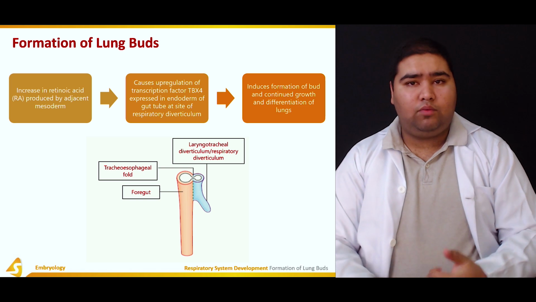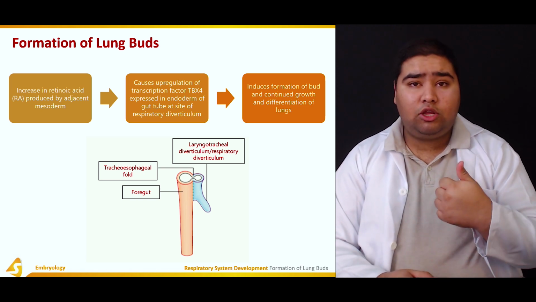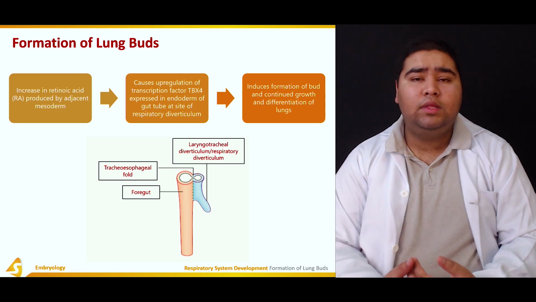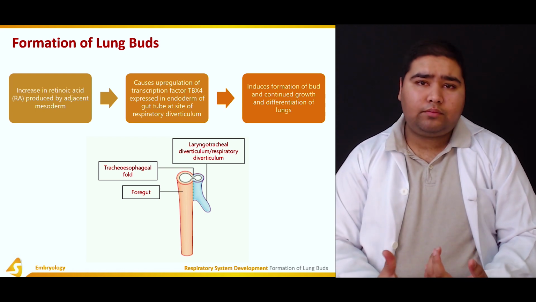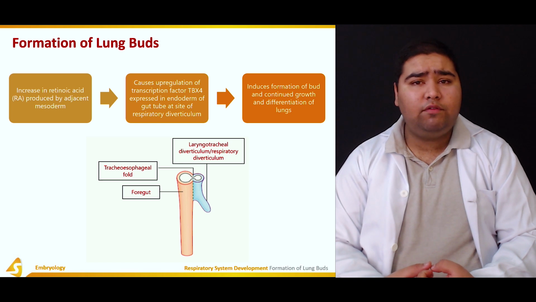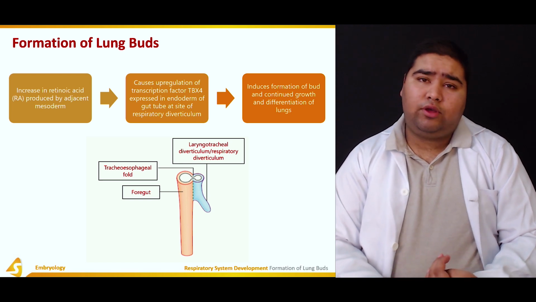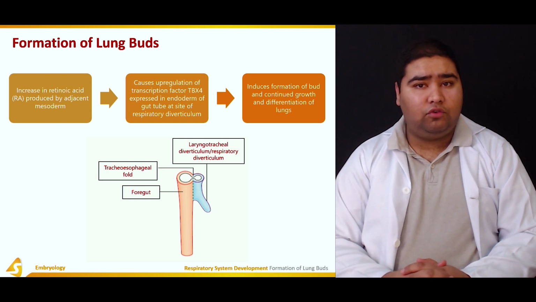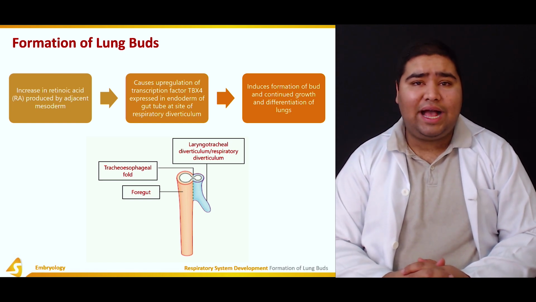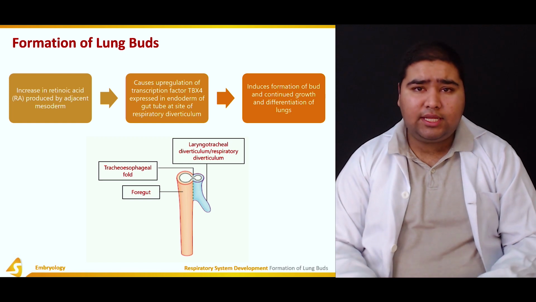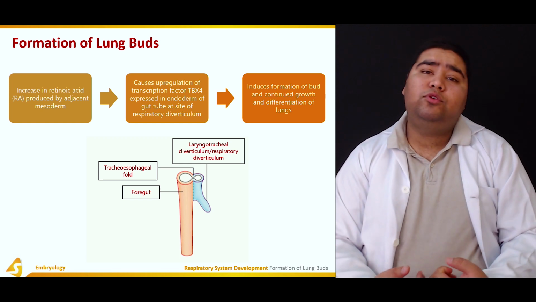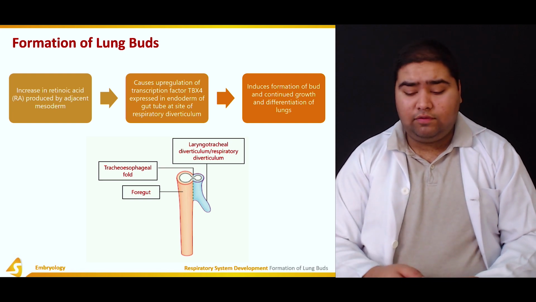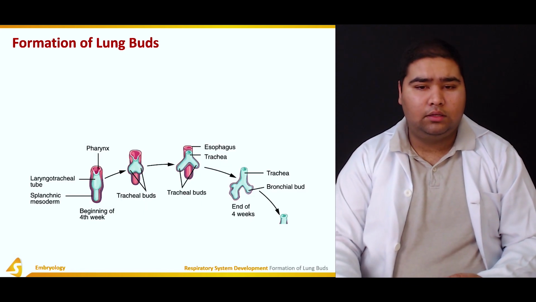So what do we need? We need retinoic acid. Retinoic acid needs to be formed from the mesoderm, which is surrounding the endoderm, from where the respiratory diverticulum will be formed. This retinoic acid would cause an upregulation of the transcription factor TBX4. This TBX4 would act on the endoderm to produce the respiratory diverticulum, and it would also help in the differentiation and development of the future lung.